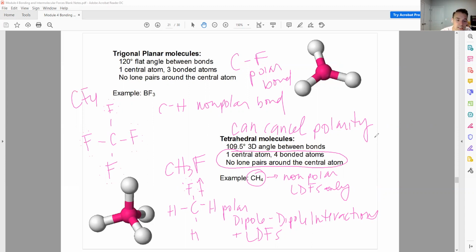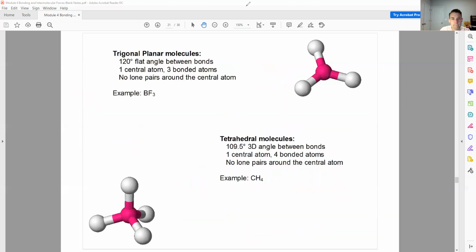So now, since I have all the same bonds, carbon-fluorine, and they're all equal poles, they're all in opposite directions. So CF4 ends up becoming nonpolar because of the shape. Because tetrahedral molecules can cancel out, since they're all the same bond, it's going to be a nonpolar molecule.